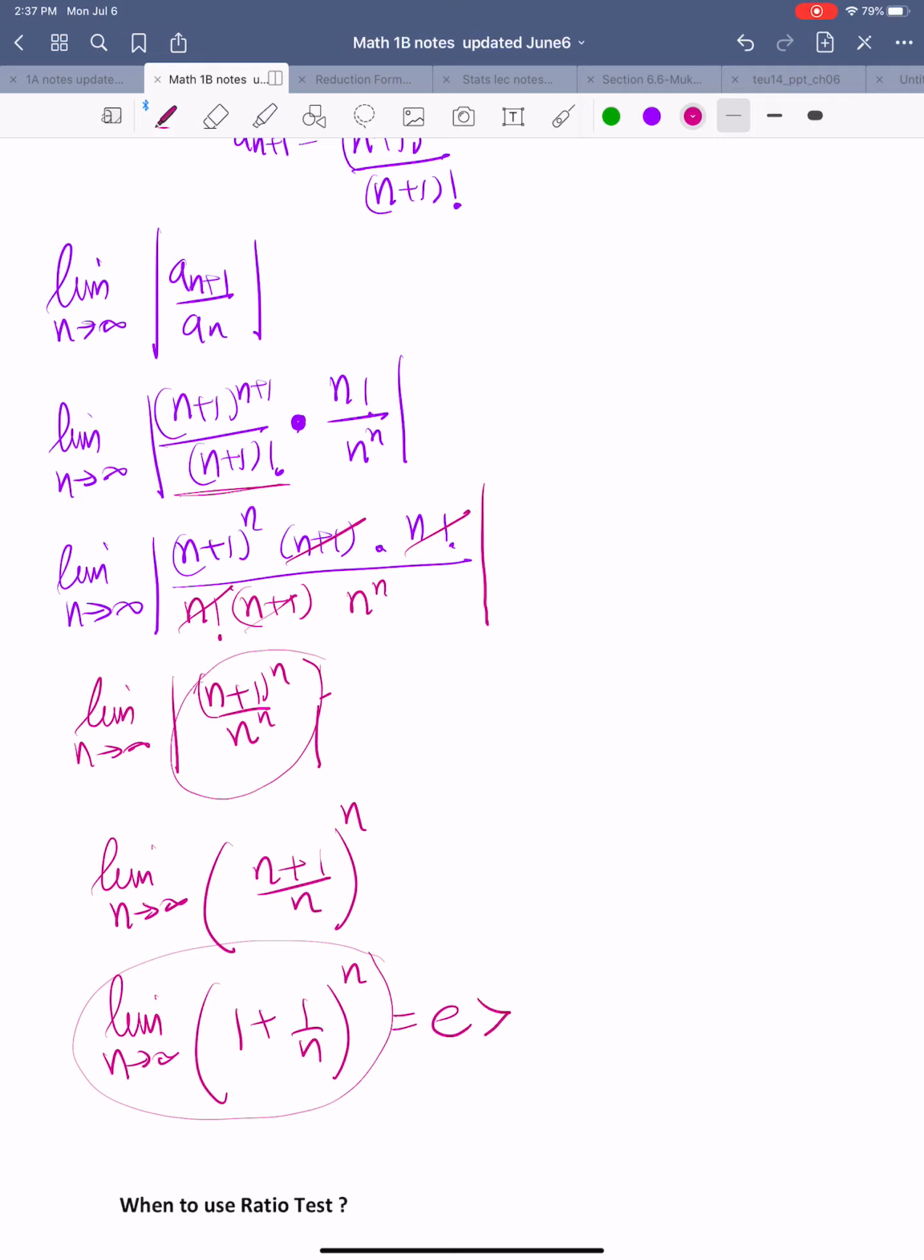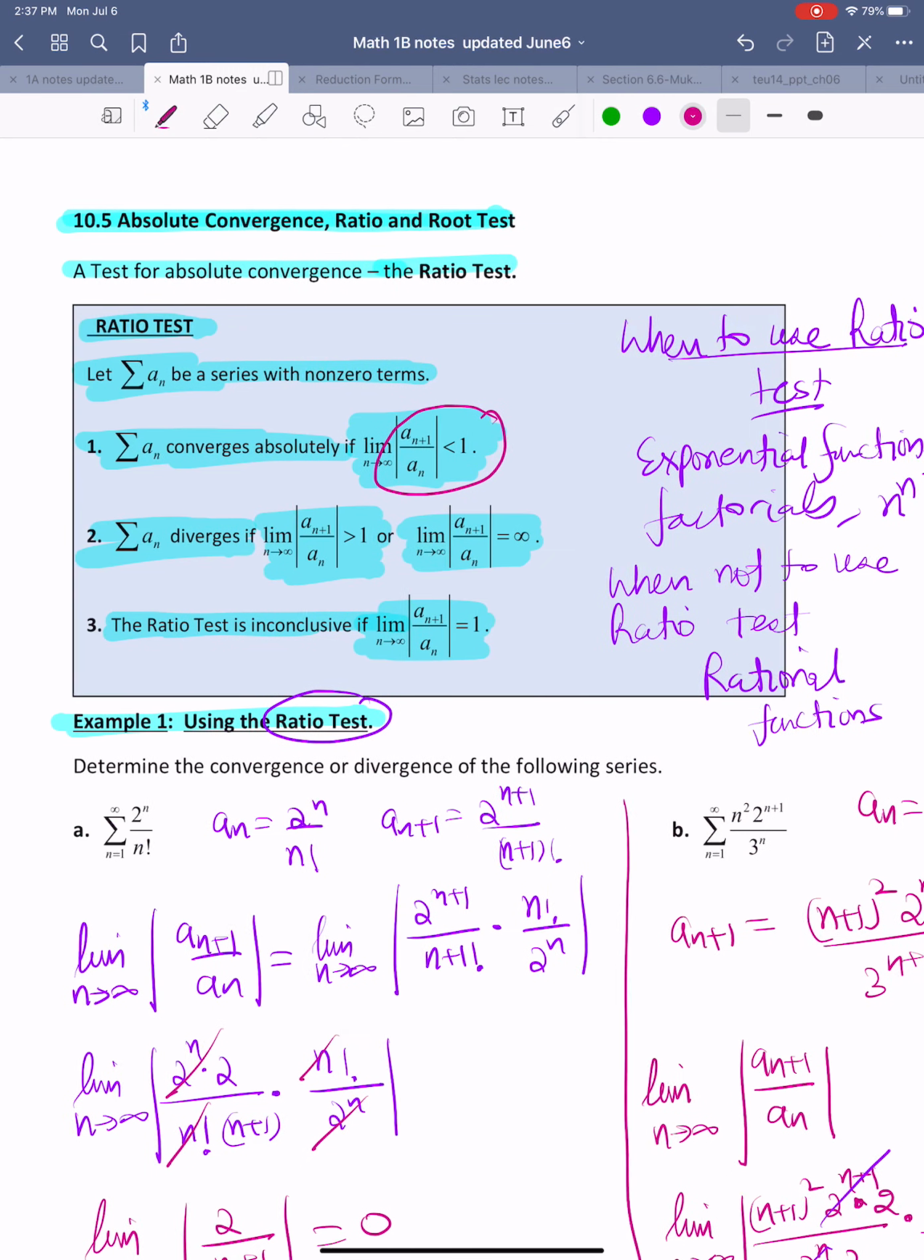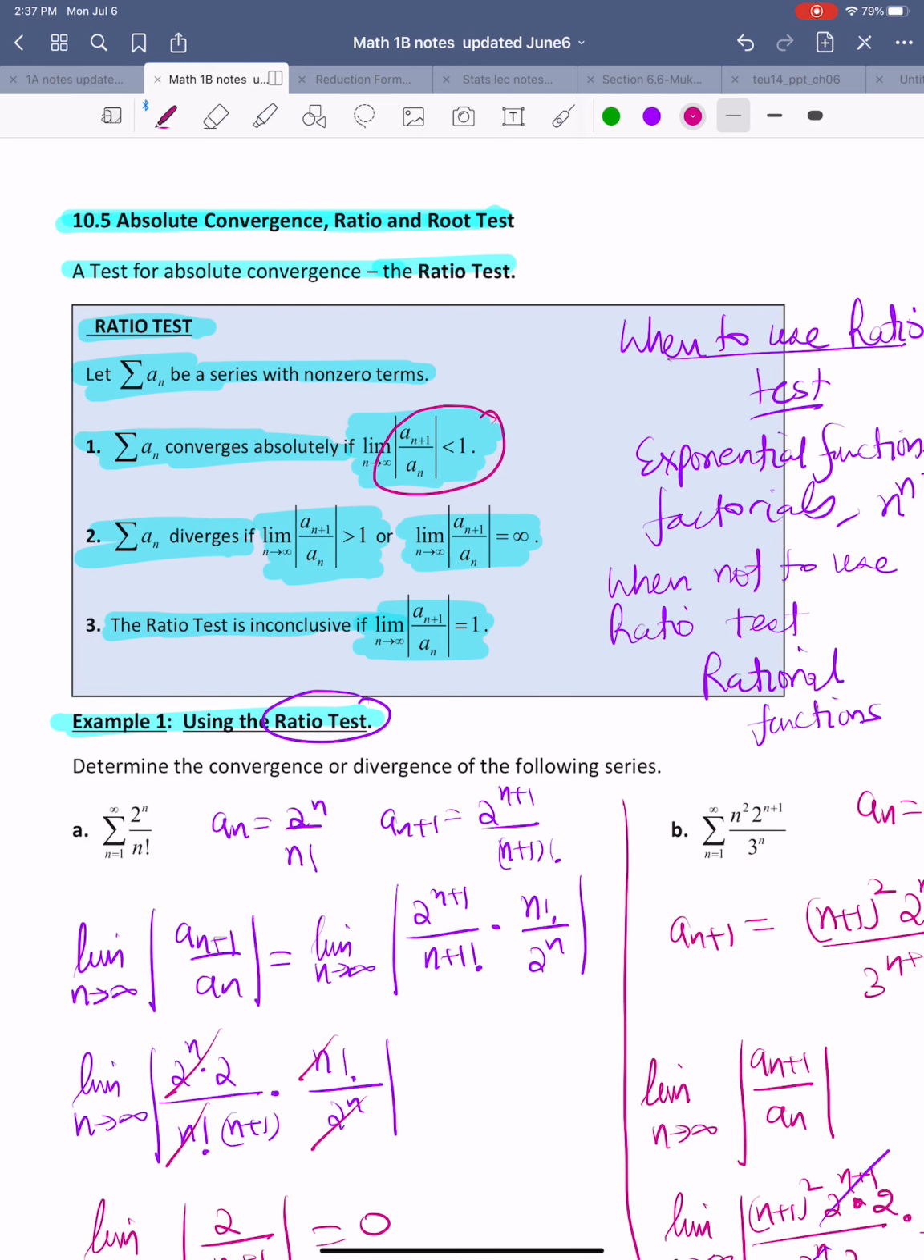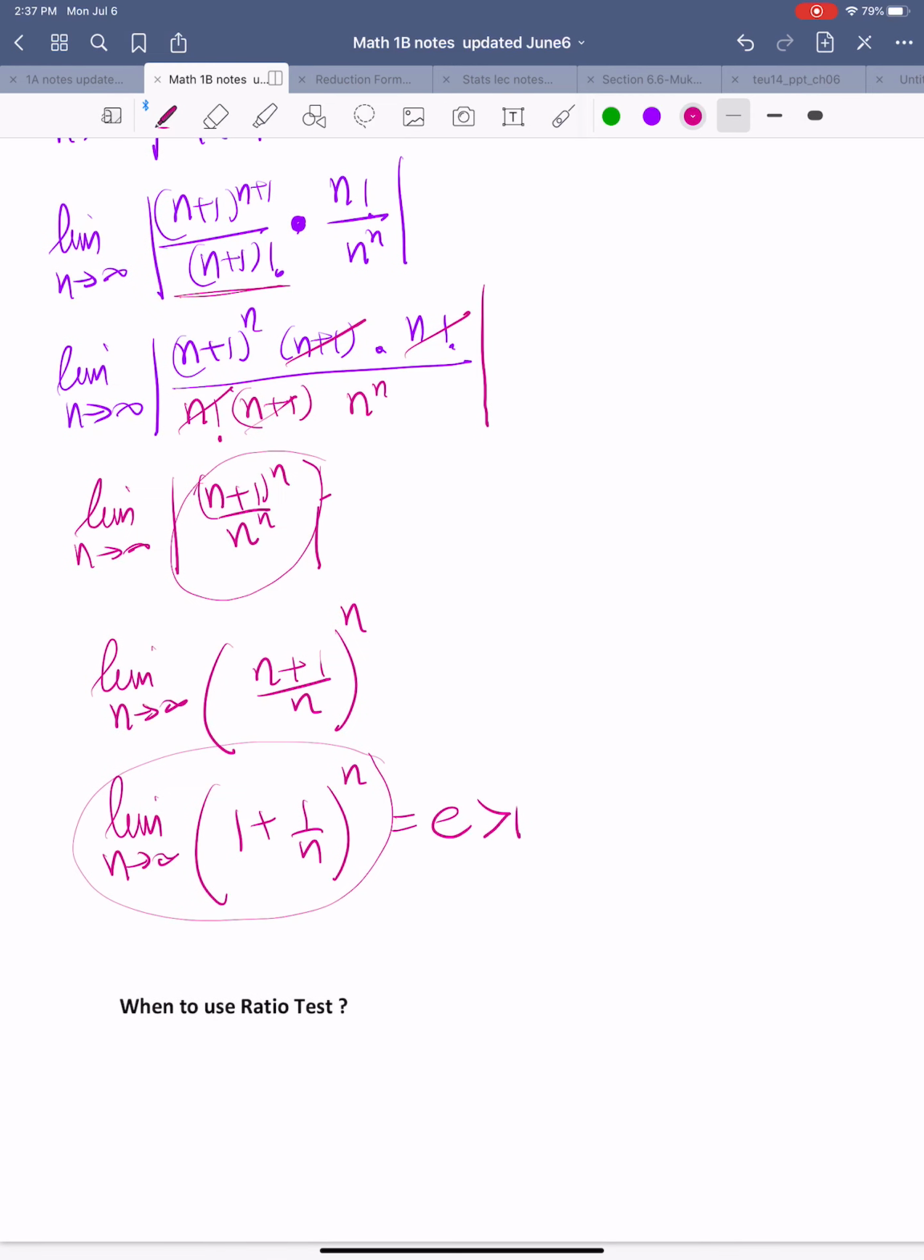And e is greater than 1. If your limit turns out to be greater than 1, then the series diverges. Our series diverges.